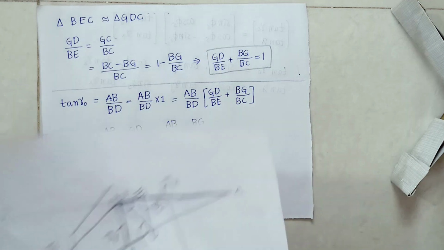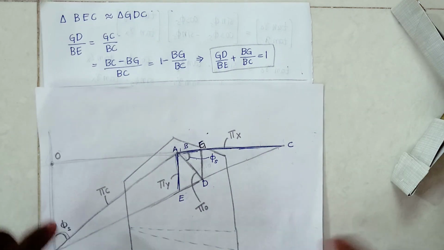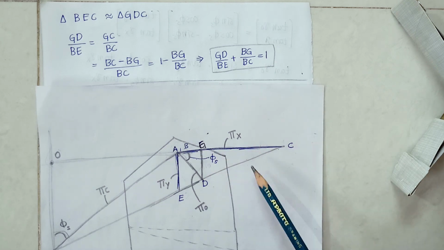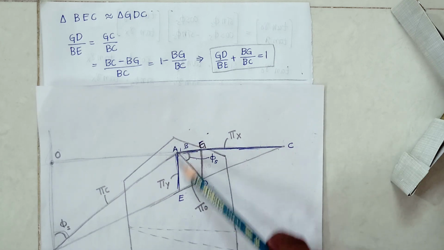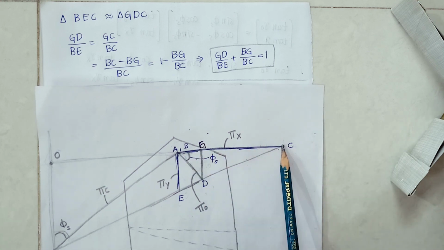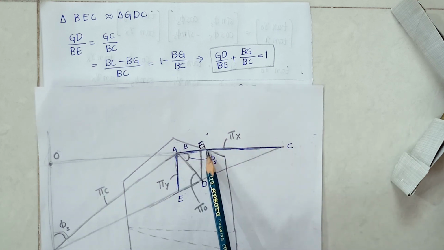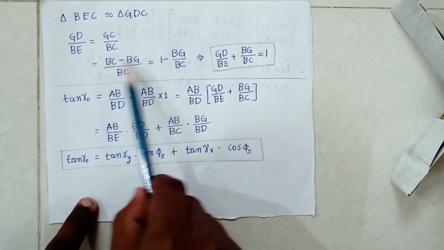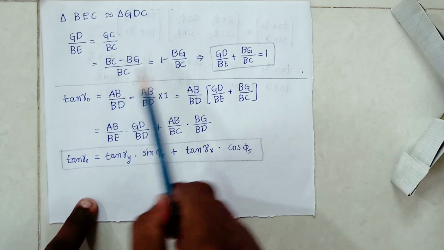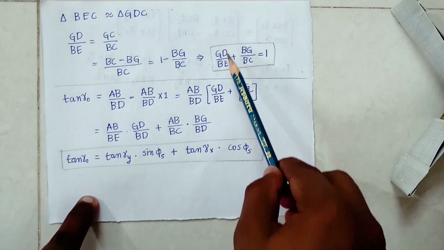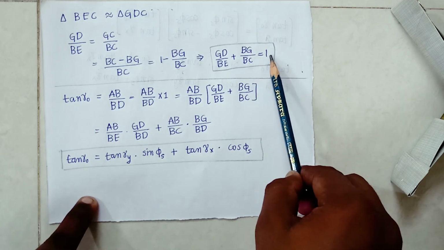Now if you look at this diagram again, triangle BEC is similar to triangle GDC. So I can write GD by BE is equal to GC by BC. Now GC is nothing but BC minus BG. So I can write the same here. GC by BC is equal to BC minus BG by BC is equal to 1 minus BG by BC. So I can get GD by BE plus BG by BC is equal to 1.